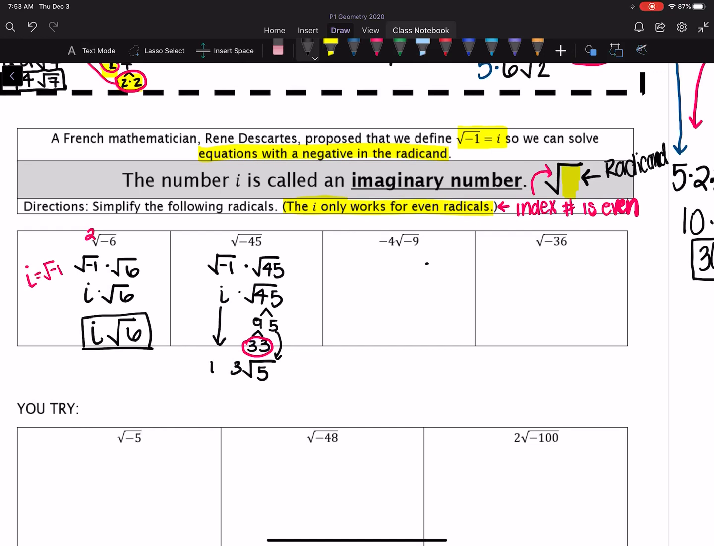I don't want to forget about the i that's in front. So I have i times 3 root 5. Any numbers on the outside or variables, we can rewrite together just so it looks a little bit nicer, as 3i root 5.